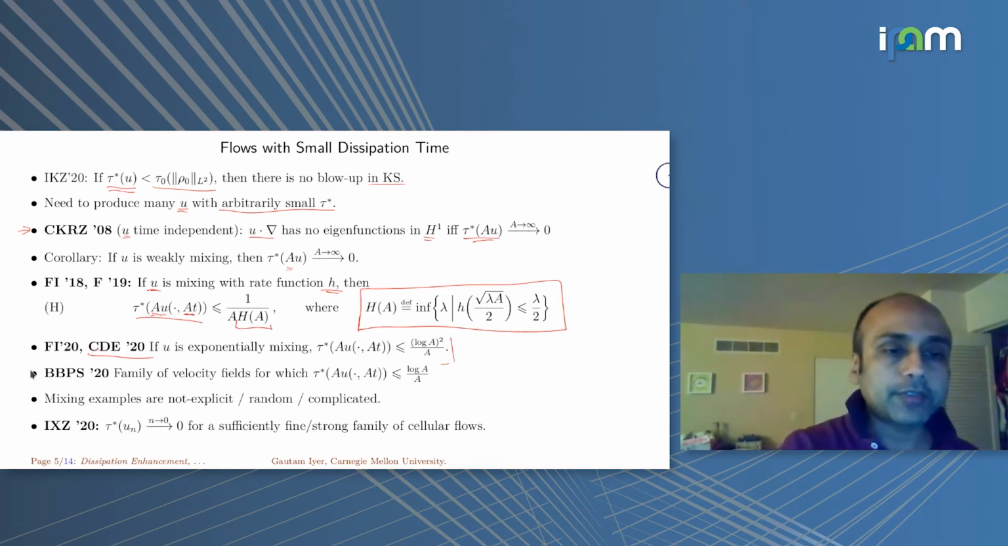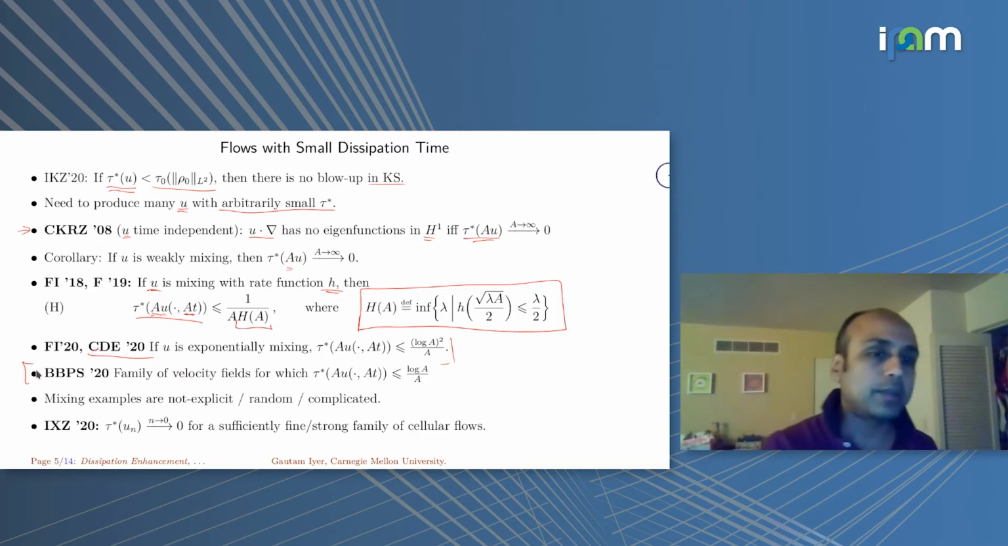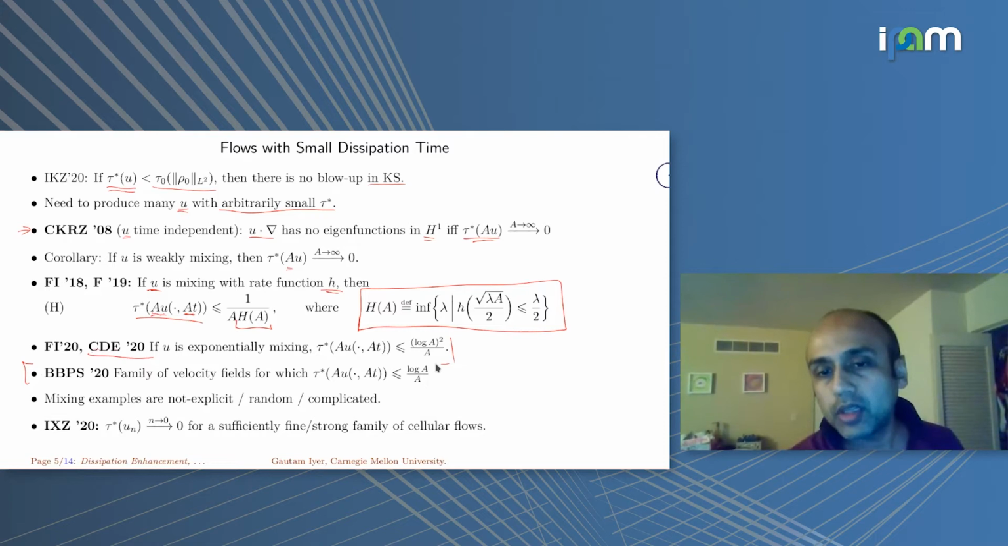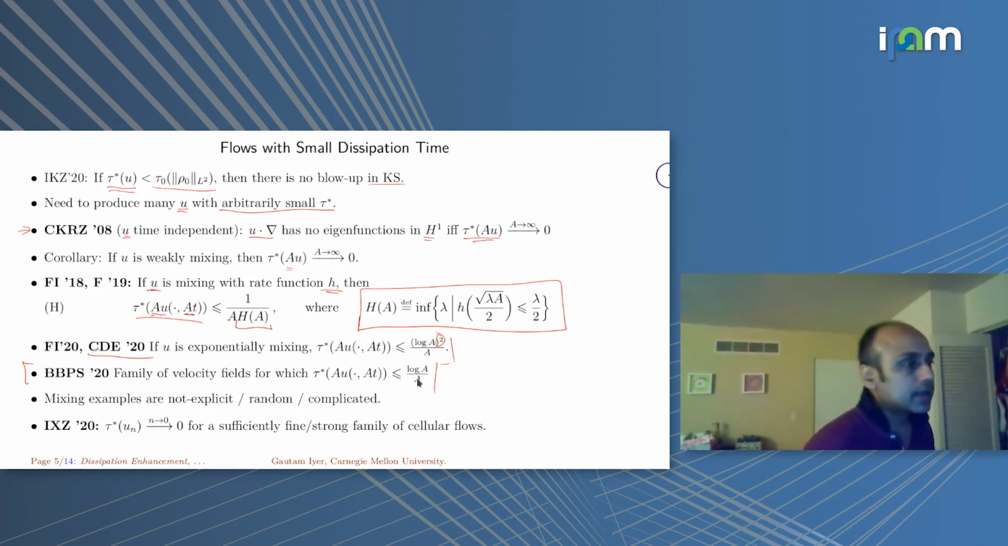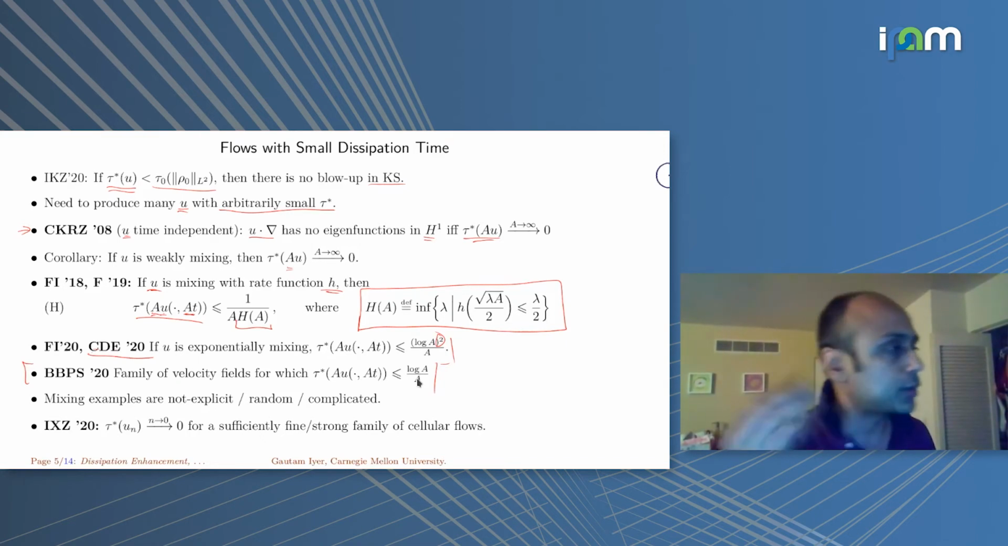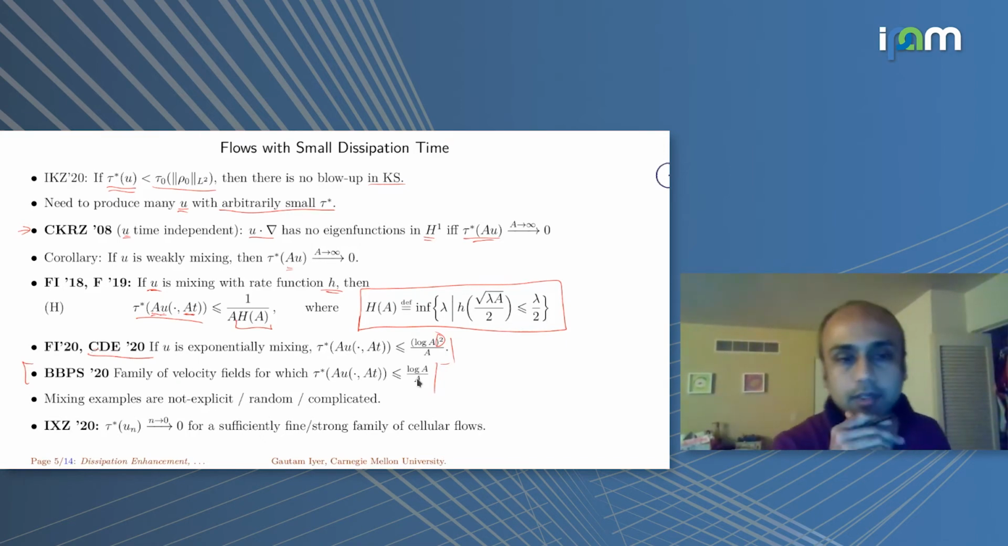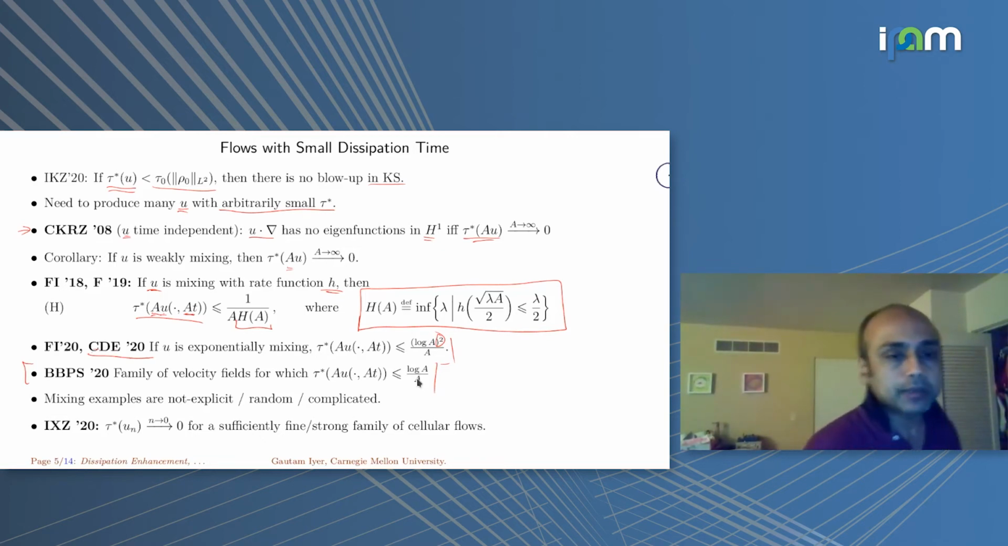There are also lots of examples in the random case by Jacob Bedrosian, Alex Blumenthal, and Sam Punshon-Smith. There's a whole bunch of random velocity fields that get you a dissipation time of order log A over A, with the square removed. Then there was the talk of Christian Seis and Camilla Nobili this morning saying that you can't do better. There's also this old result of Poon: if you're smooth enough, you can't do better. And this result of Miles and Doering from 18, saying you can't do better.